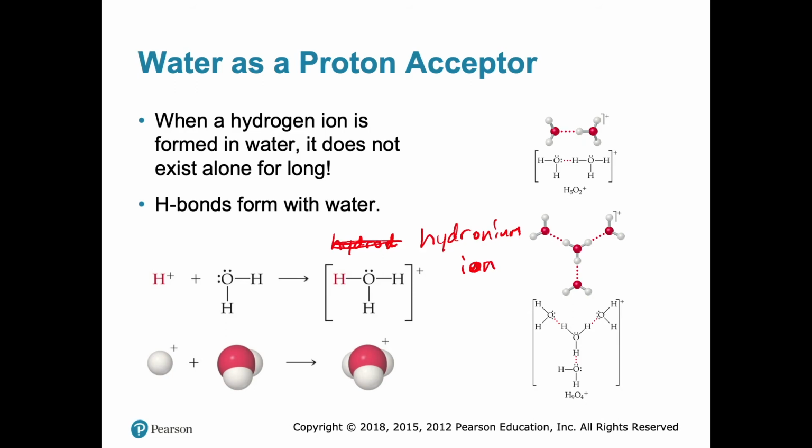All right, so here we just have some examples of more hydrogen bonding with hydronium ions. Here's three hydronium ions connected to each other with hydrogen bonding. Here's a hydronium ion right here, just hydrogen bonding with a water molecule. And those are the kind of species that you'll see when you have water being a proton donor.